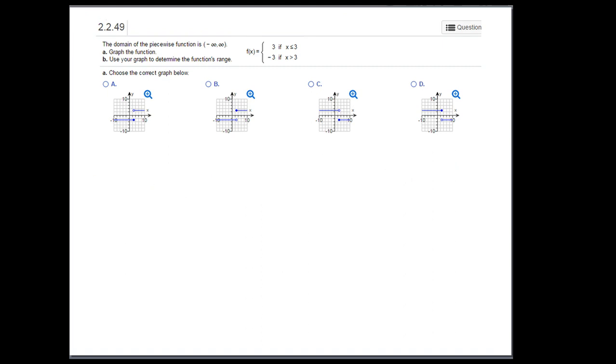Let's take a look at an example from a book. The example wants us to take a look at this piecewise function. f of x is equal to 3 if x is less than 3, -3 if x is greater than 3. Oh, pardon me, less than or equal to. This is going to be important.